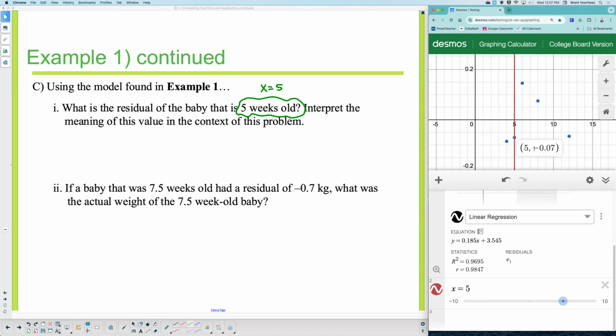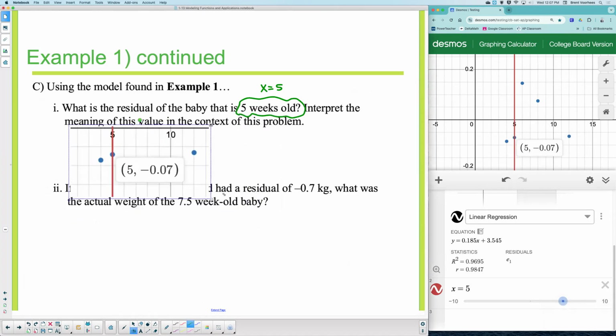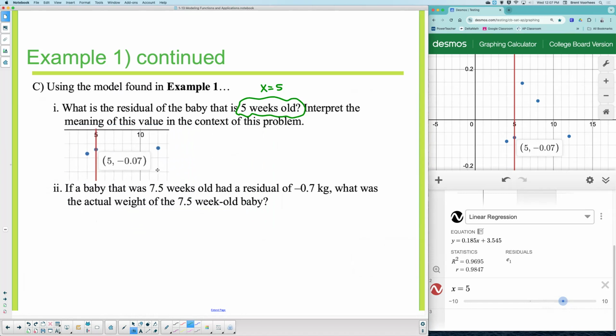It's not letting me click it. There it is. Now it's clicking it. Are y'all getting the same point as me? Okay, that's going to be our residual. So I'm going to copy this over. Okay, so the residual that's 5 weeks old.